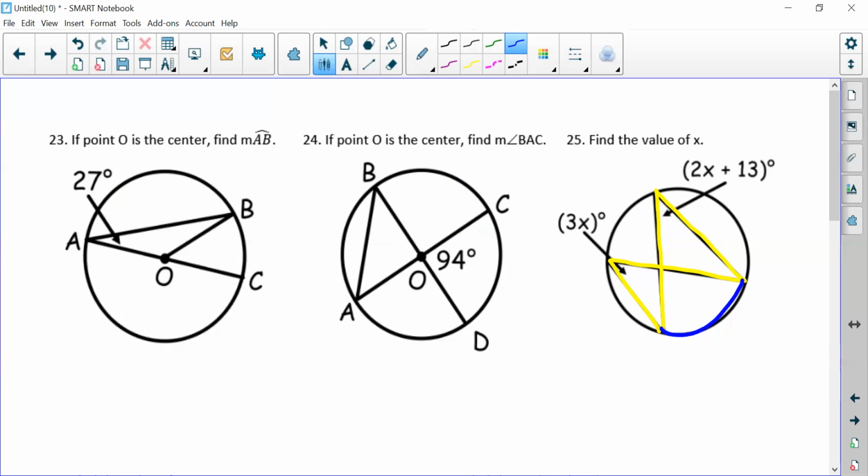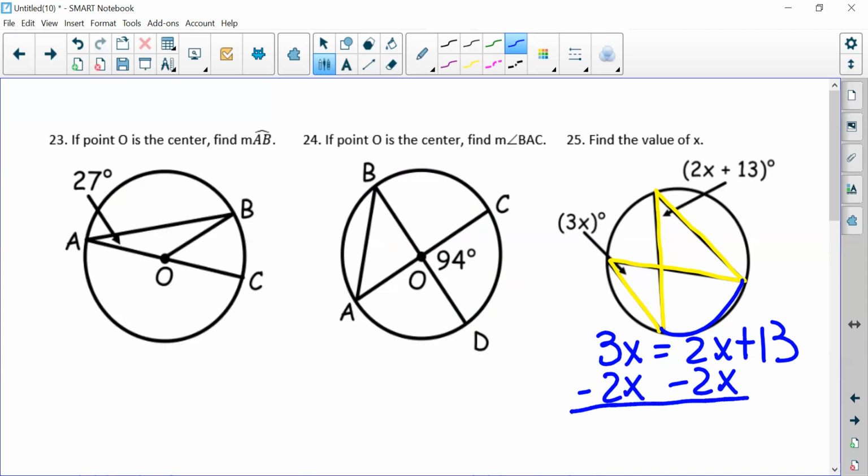So to solve for x, we just take 3x and set it equal to 2x plus 13. Okay, remember, we're trying to isolate the variable because we're solving for x. Subtract 2x from both sides, because remember, our objective is to isolate the variable. That reduces to 0. 3x minus 2x is just x. Bring down our equal sign, bring down our 13, which tells us that x equals 13, okay?